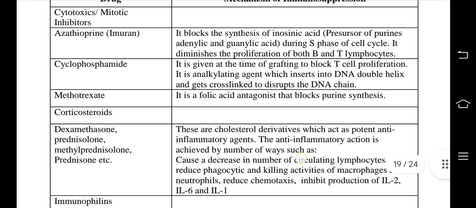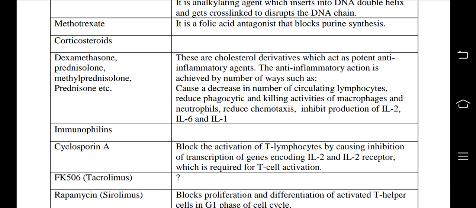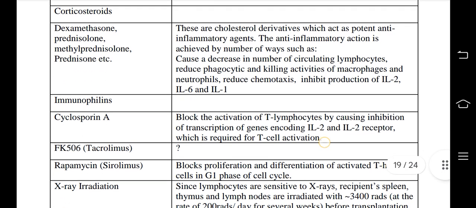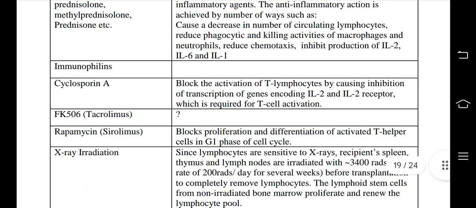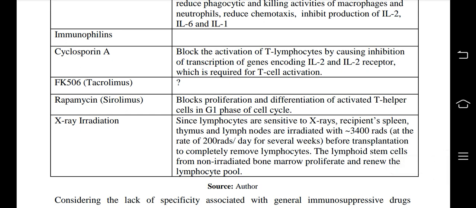Then dexamethasone, methylprednisolone, then prednisone, etc. These are called immunophilins: cyclosporin A, rapamycin. X-ray radiation: since lymphocytes are sensitive to X-rays, the recipient's spleen, thymus, and lymph nodes are irradiated.